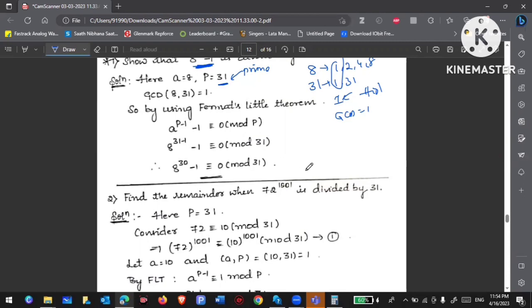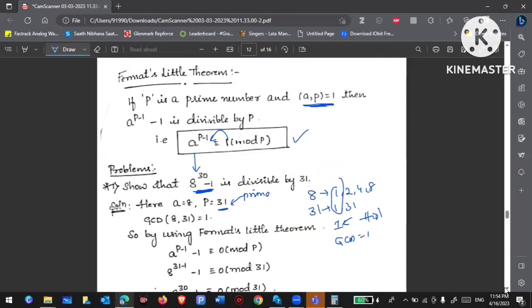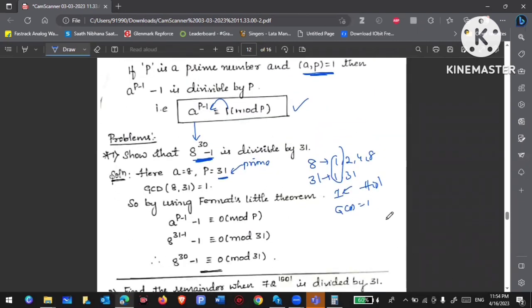Why did we bring that minus 1 to the left hand side? Because in the question they were asking the same: show that 8 power 30 minus 1 is divisible by 31. When do we say divisible? If it is completely divisible, the remainder is 0. We have got the remainder as 0. Therefore, 8 power 30 minus 1 is divisible by 31. Okay, that is the solution.